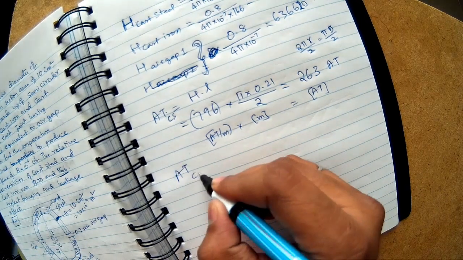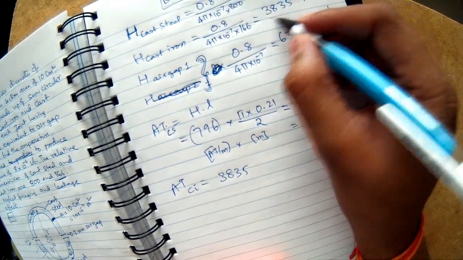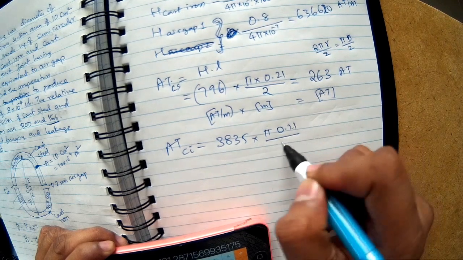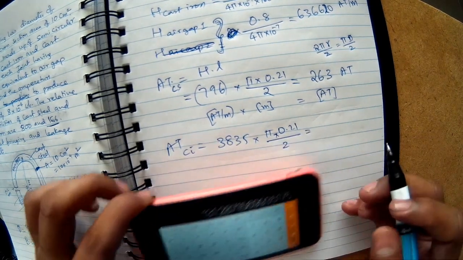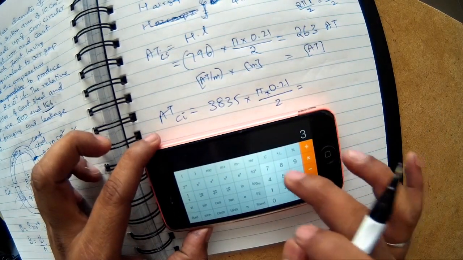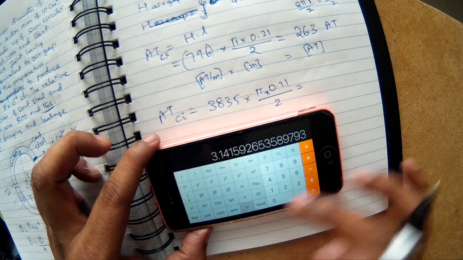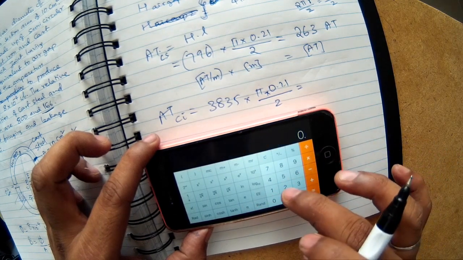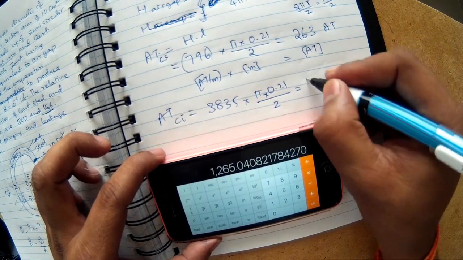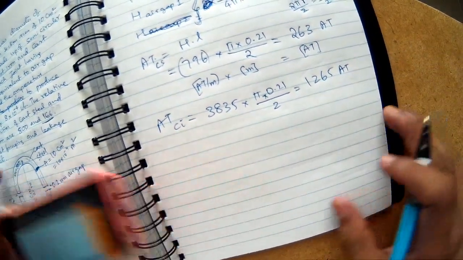Ampere turns for cast iron. So again I take 3835, the value from here, and then I multiply by pi d by 2. So that is 3835 multiplied by pi multiplied by 0.21 divided by 2. So 1265 ampere turns.